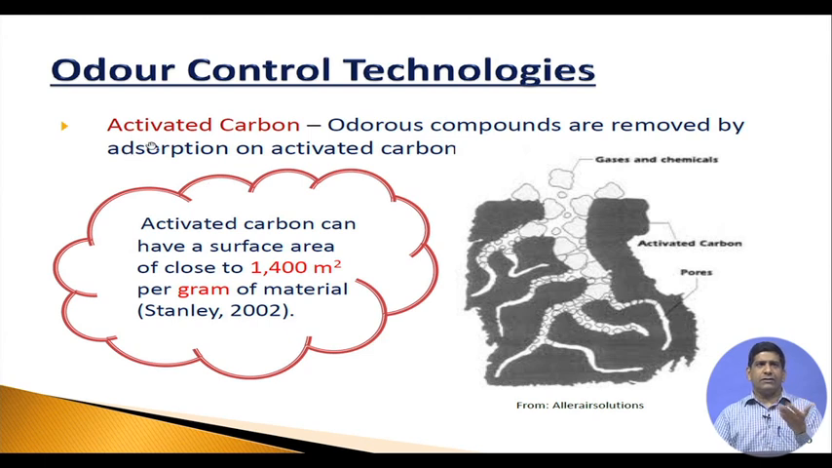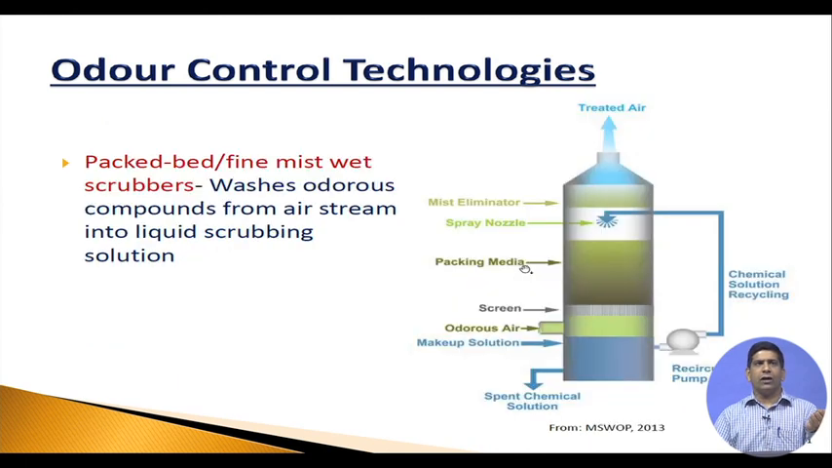Activated carbon removes odor by adsorption. Activated carbon is used a lot for adsorption, and it can have a surface area of close to 1400 square meters per gram. That is how activated carbon is used, and it is also used for removing odor chemicals.